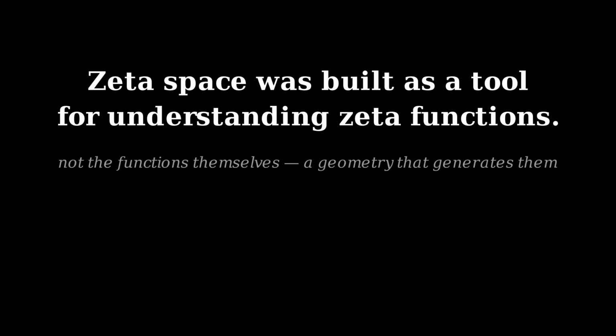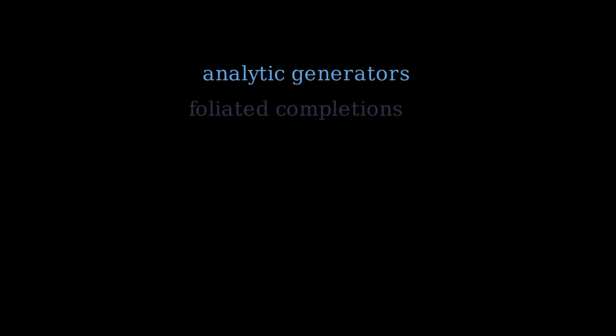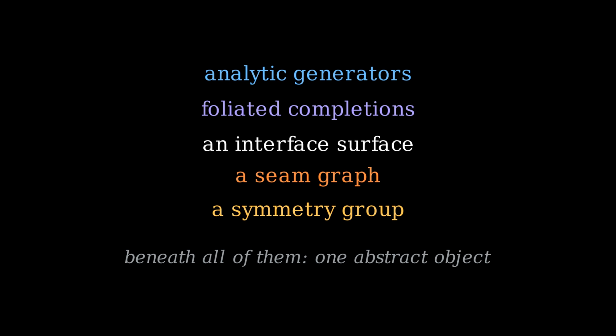The guiding intuition is simple. If a zeta function behaves like a spectral trace, like the sound of some hidden drum, then instead of studying the sound, we should build the drum. Over the years, this project has produced many constructions: analytic generators, foliated completions, an interface surface, a seam graph, a symmetry group. This post reorganizes all of them under a single functorial viewpoint. The claim is that beneath every one of these constructions sits one abstract object, a seed.